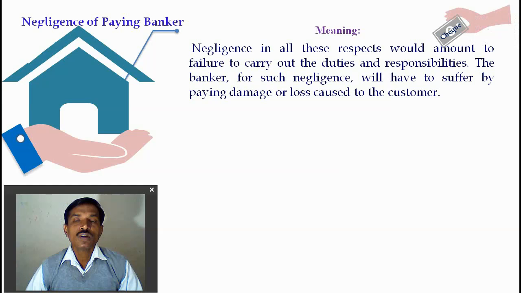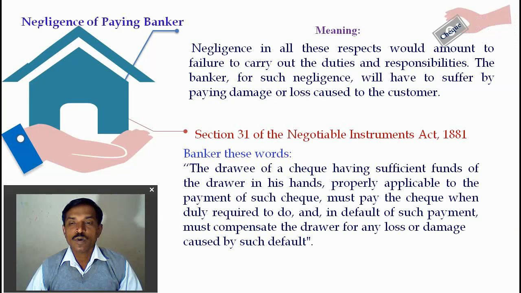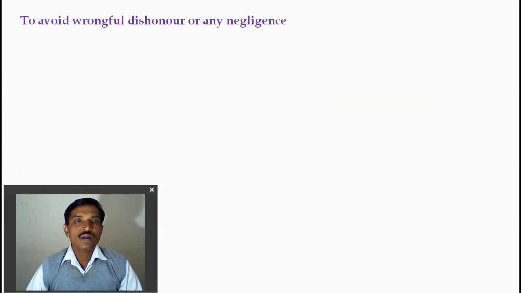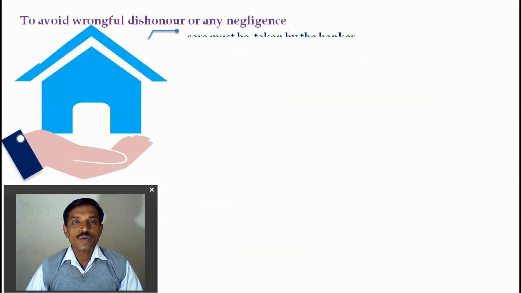pay the check when duly required to do so, and for the default of such payment must compensate the drawer for any loss or damage caused by such default. So by default or mistake of the paying banker, if the fraud check is given to a third party for payment, that time this amount is compensated to their customer because of the negligence of the bank. When there is negligence on the bank's side, that time the bank must pay compensation to their customer according to the Negotiable Instruments Act.